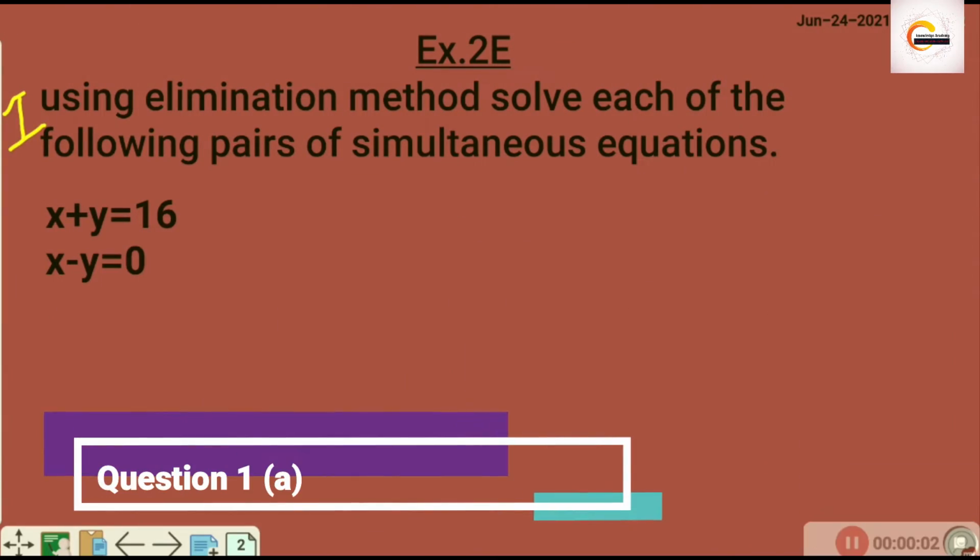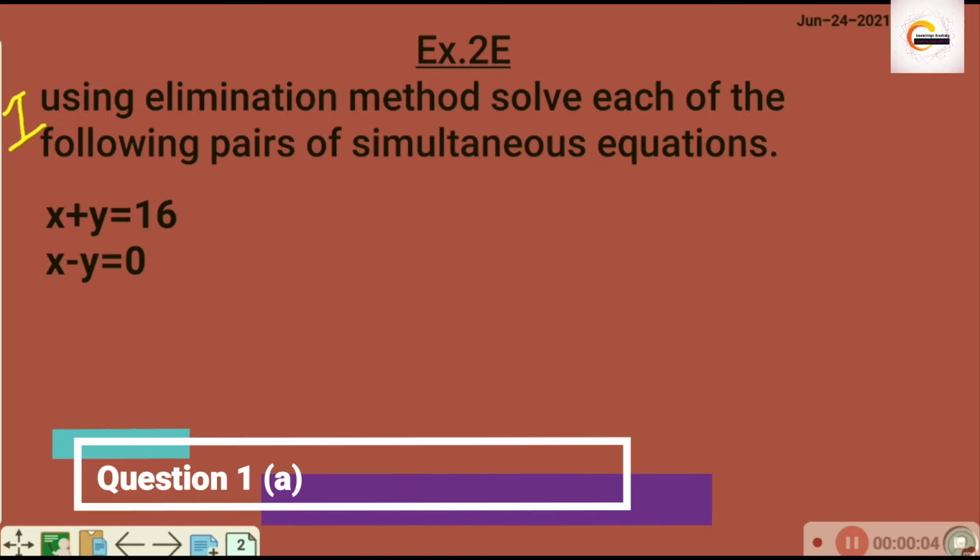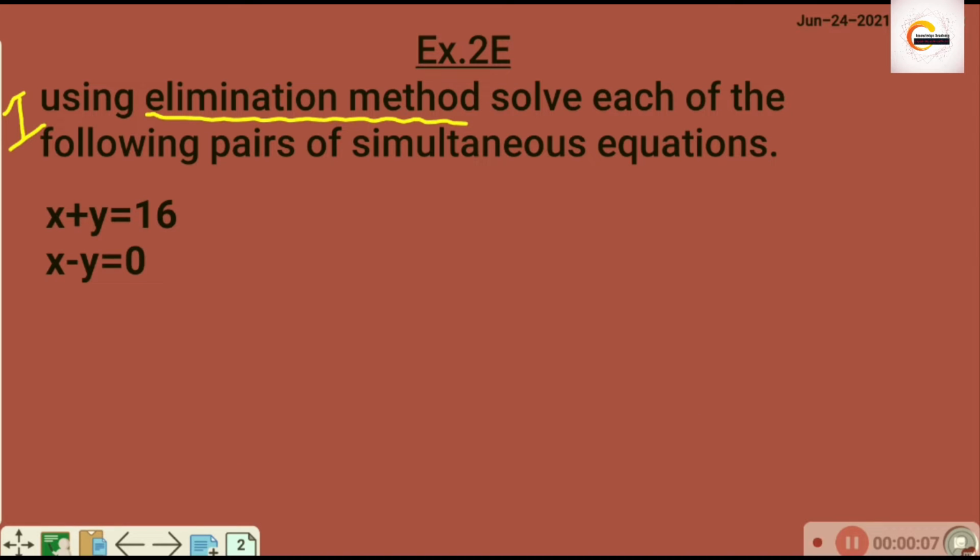Now we are starting exercise 2E. Using the elimination method, solve each of the following pairs of simultaneous equations. As the name indicates, in the elimination method we have to eliminate something. What we are going to eliminate, we will study later on. But first of all, I have told you earlier that we have to name the equations, equation A and equation B.